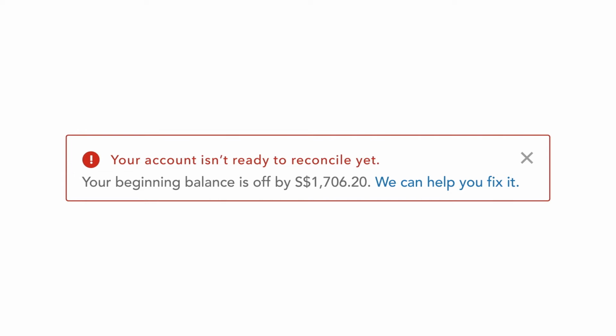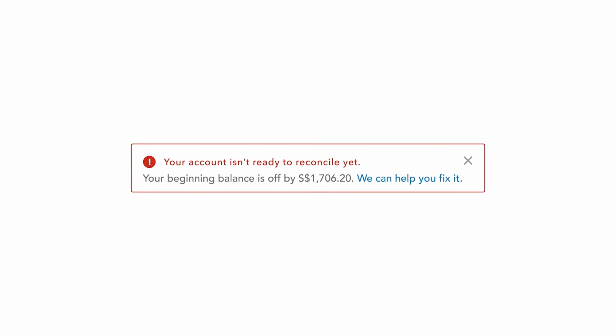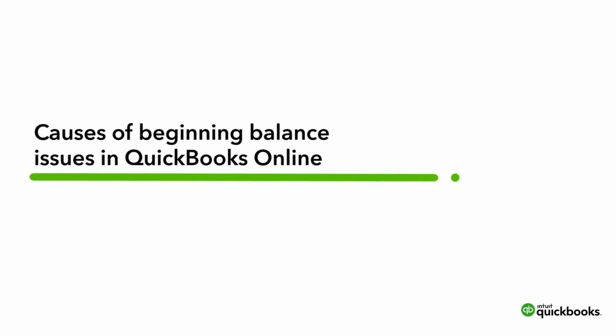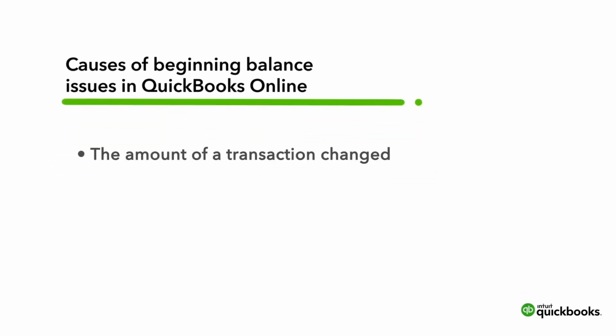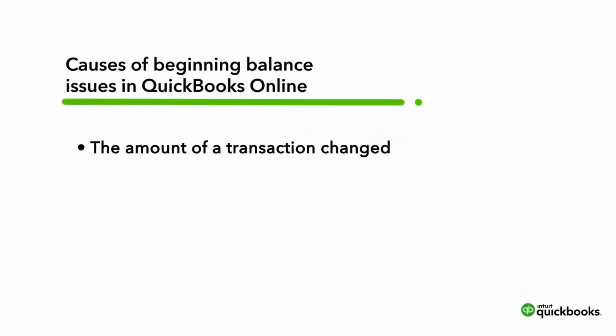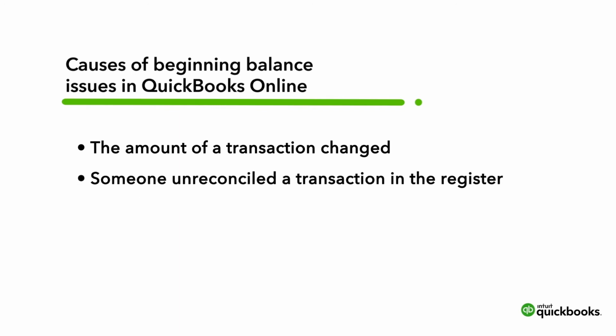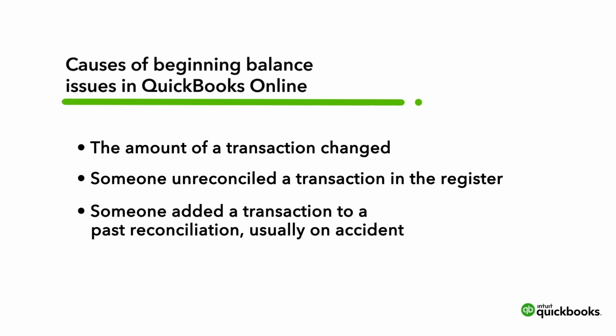Luckily, if you see this alert, you caught the issue and we can help you fix it. Here are the 4 reasons this could happen. The amount of a transaction changed. Someone unreconciled a transaction in the register. Someone added a transaction to a past reconciliation by accident, or someone deleted a transaction. Let's go over how to fix each of these.